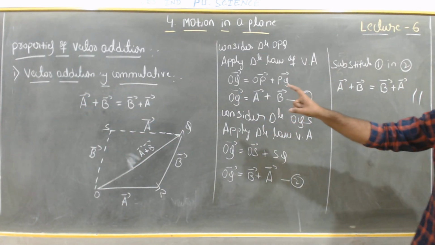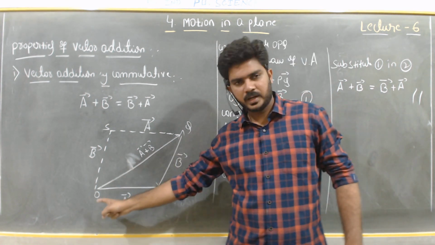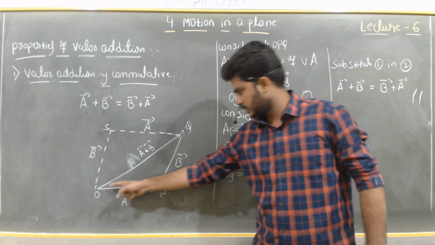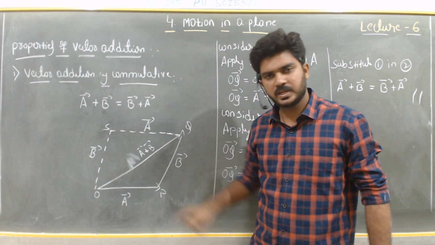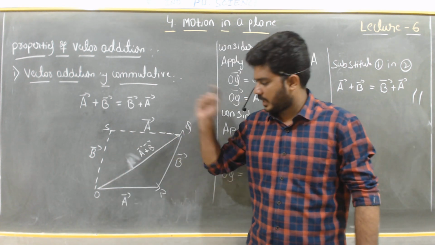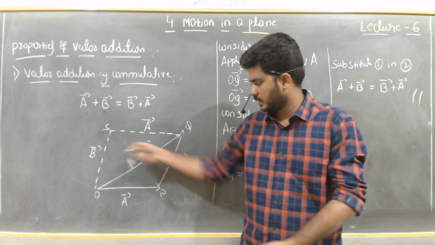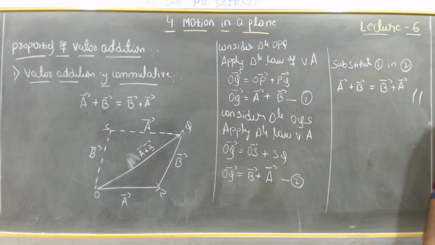Just you have to take the vectors, two vectors, vector A and vector B. Next, draw one line that will make one triangle. You will get one result, OQ. After that, take a parallel line for the below side and for the front side. Two parallel lines you have to take. Again you have to consider another triangle OQS. Again you will add these two vectors, you will get the final result A plus B is equal to B plus A. Right. So next concept we will discuss.